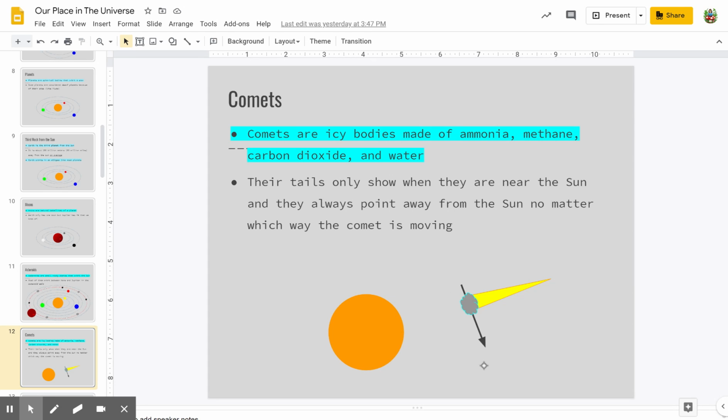So if we look at our diagram down here, even if the comet is moving this way, the direction of the arrow, the tail is still going to point directly away from the sun, and that's because it's caused by solar wind. So all those gases and things coming off of the sun are what create the tail for the comet, so that tail is going to be pointing away from the sun.